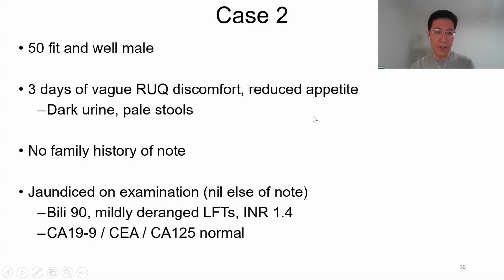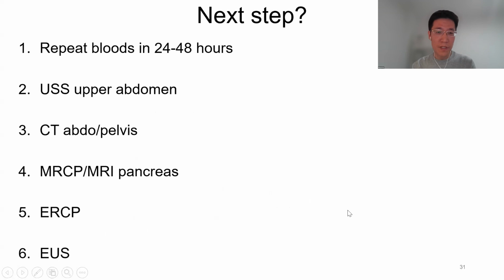It's a 50-year-old fit and well male, presented with 3 days of vague right upper quadrant discomfort, reduced appetite, and presented with dark urine and pale stools. No family history of note, and when you examine him, he's clinically jaundiced and nothing else. You did some simple blood tests, which showed a bilirubin of 90, mildly deranged liver function tests, INR slightly up at 1.4, and the tumor markers that we normally do for the pancreas are normal.